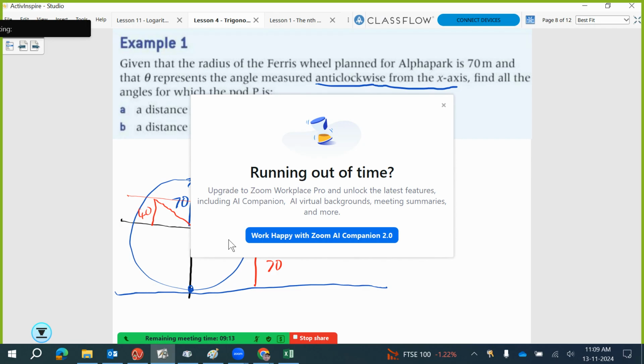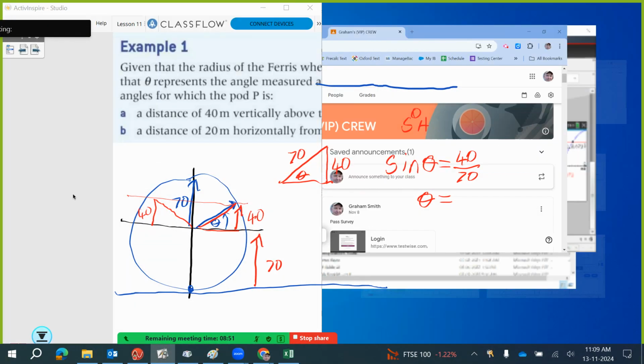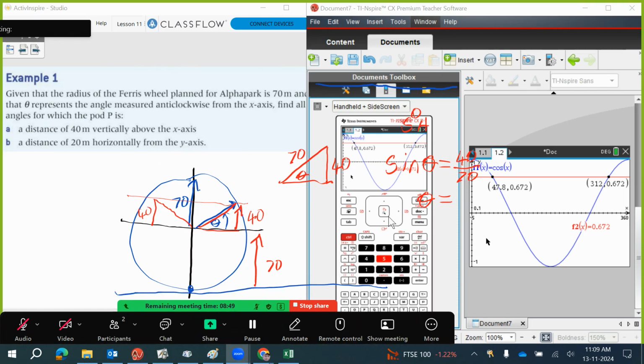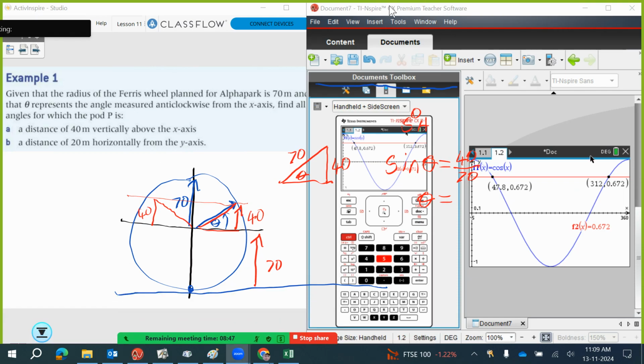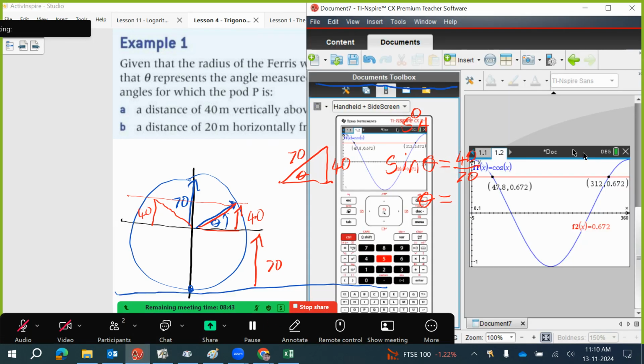So we take SOHCAHTOA, because we have a right angle triangle to begin with. That gives us that the sine of the angle is equal to the opposite over the hypotenuse. If we NSOLVE this now, let's have a go at NSOLVING it. So let me pop that up.